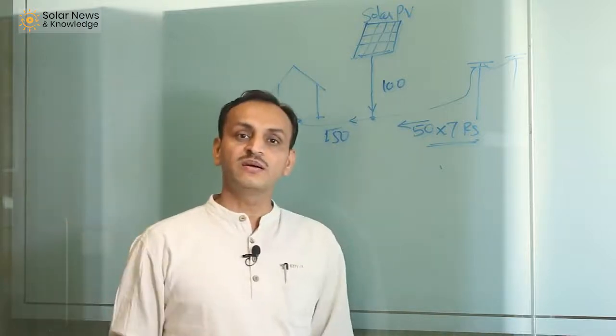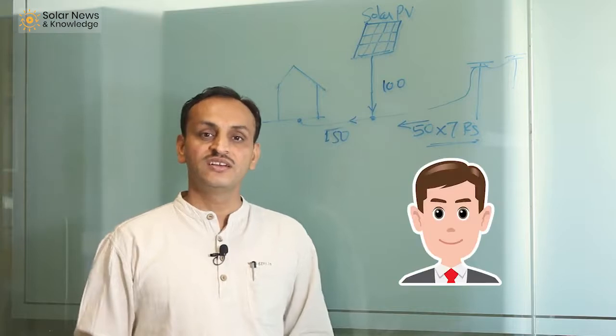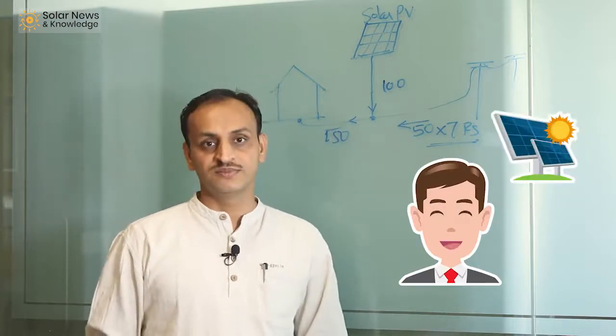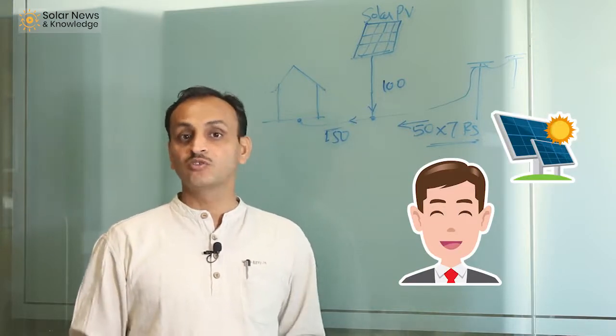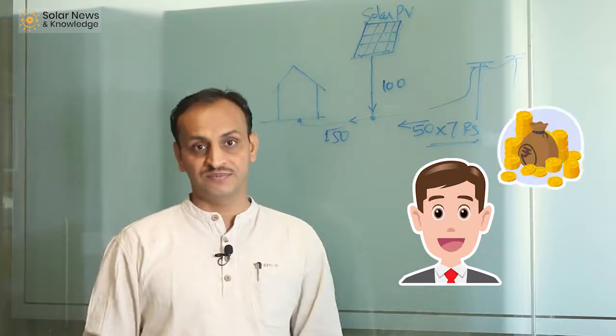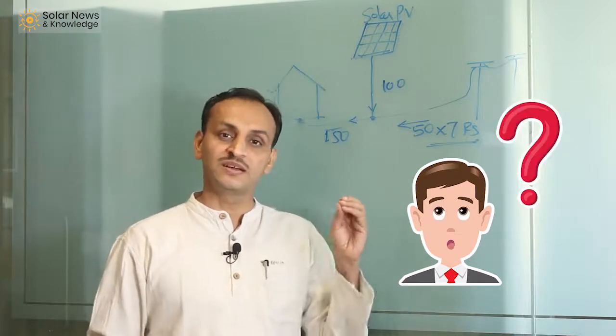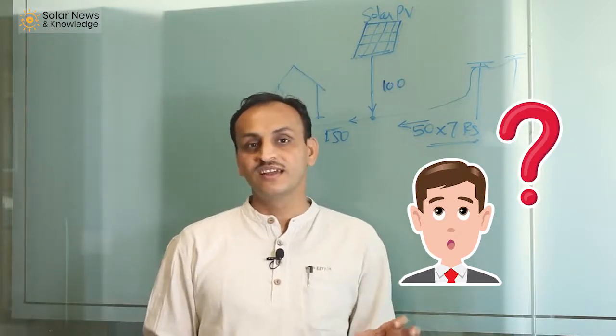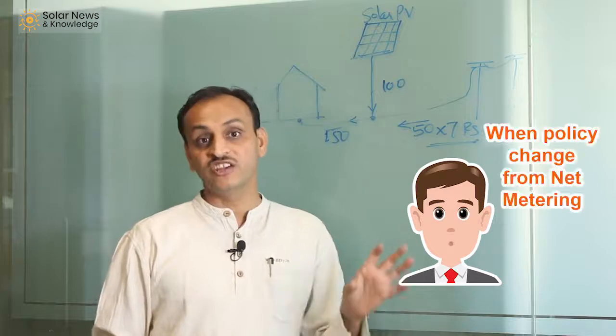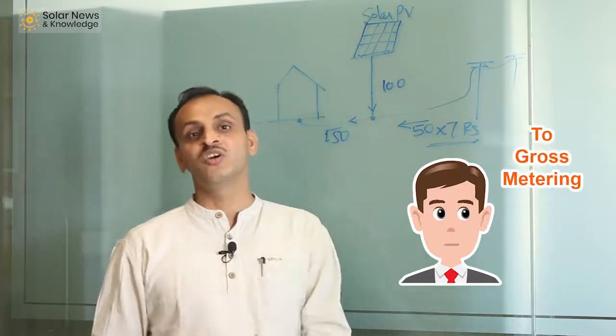How? So let us take an example of a person, Ramesh, who has just installed a solar system and is very happy with it because it is going to save him money. What will happen to Ramesh's electricity bills when the policy suddenly gets changed from net metering to gross metering?